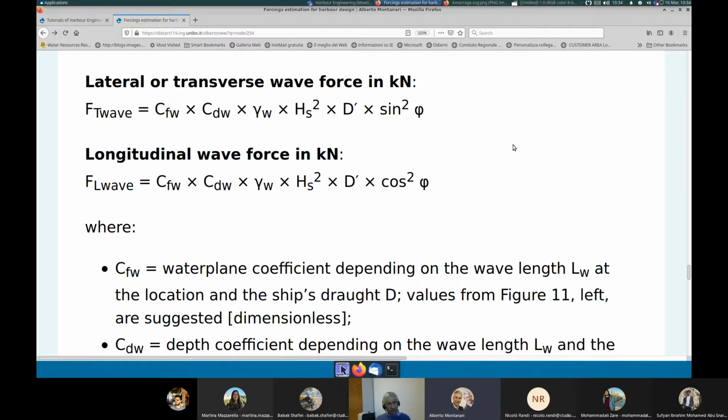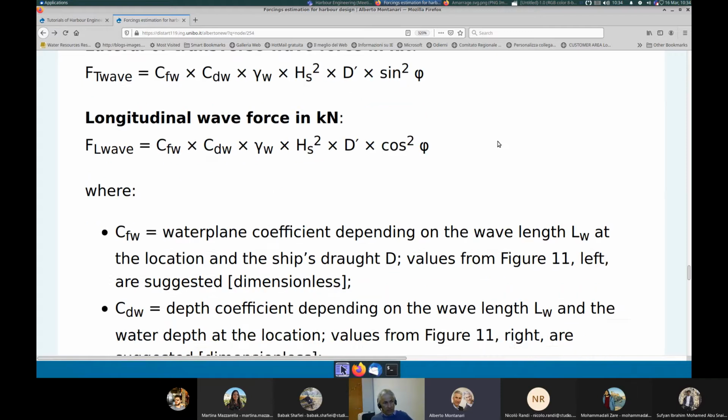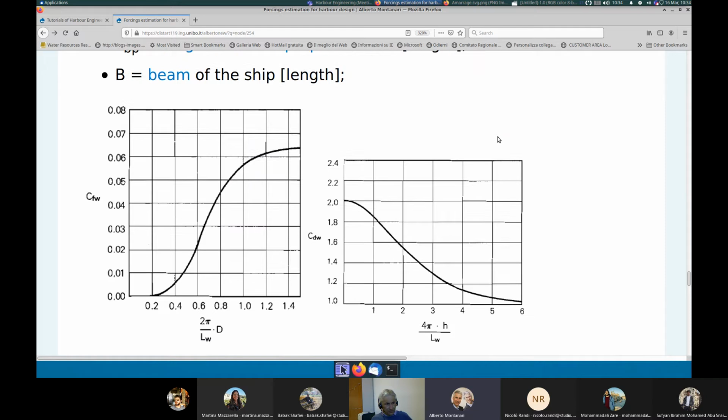And then we split this only one force in the two characteristic directions of the ship, the longitudinal direction and the transversal one. Okay? So it's a very, let's say, a very rude simplification, but of course it allows us to simplify the problem. Okay?